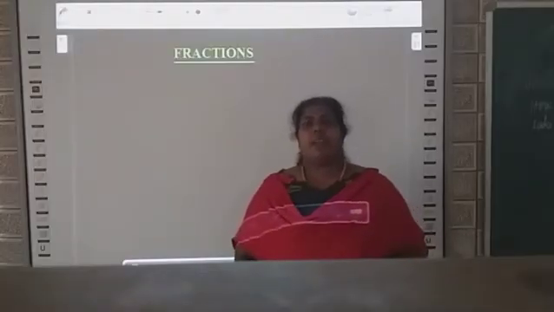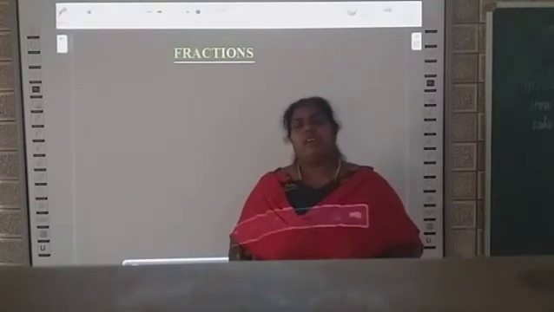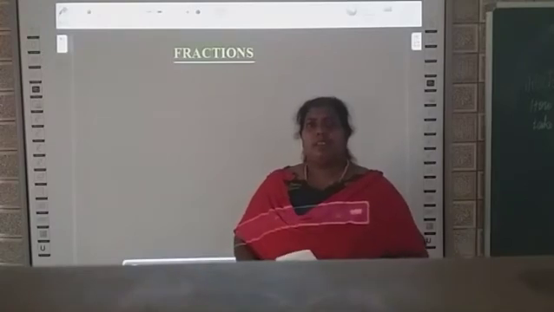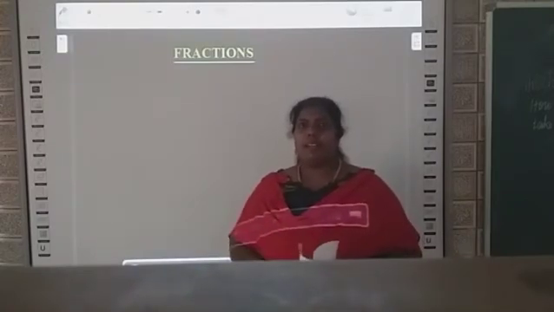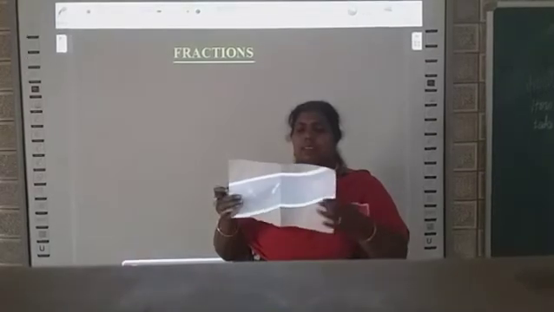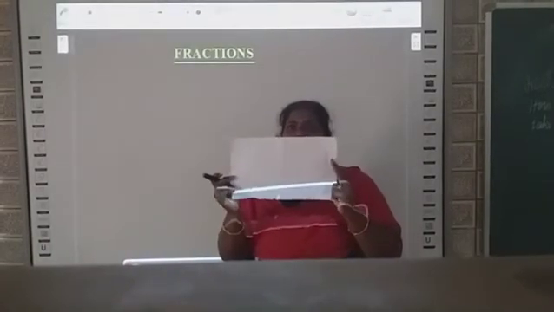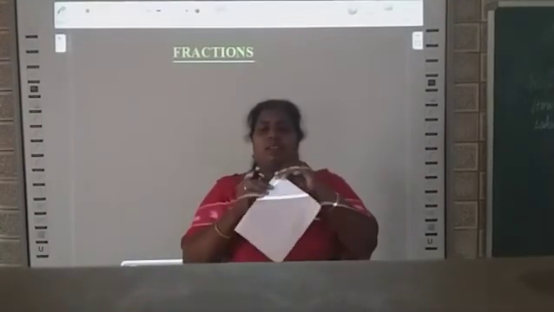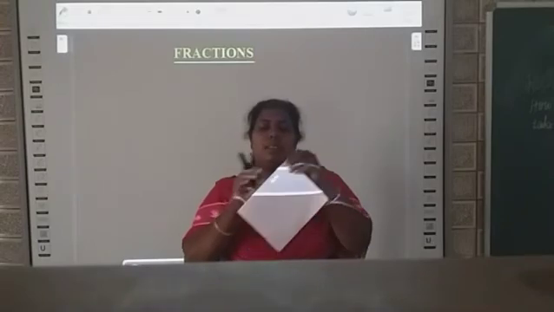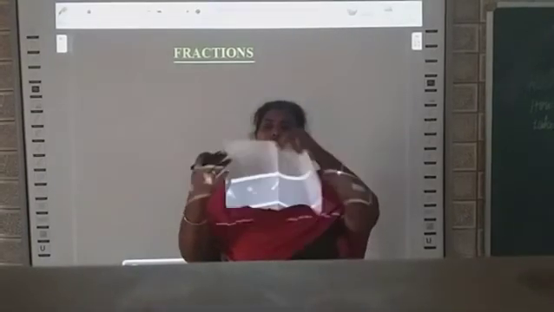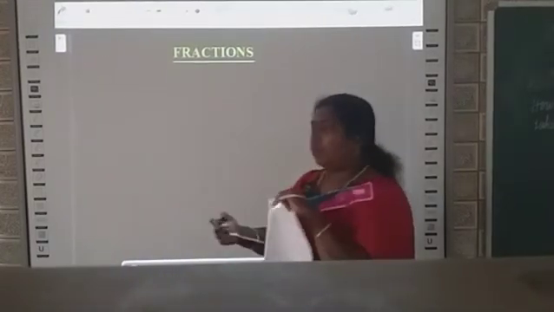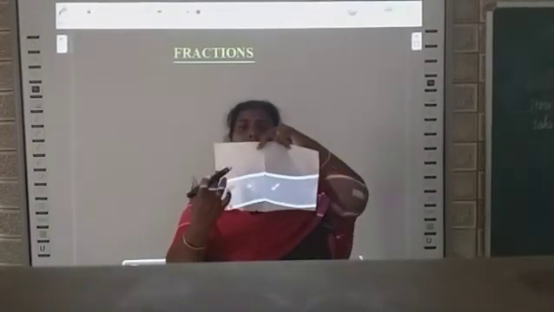I think you got some idea about fraction, isn't it? Fraction has how many parts? Only 2 parts, right? That is numerator and denominator. See the example here. This is the rectangle shaped paper, right? Now I am going to make it into two parts. Here you can get it. This is one part. This is another part. The total number of parts here is 1, 2.